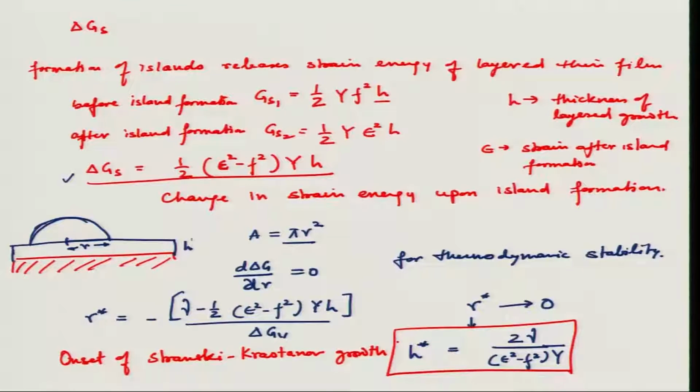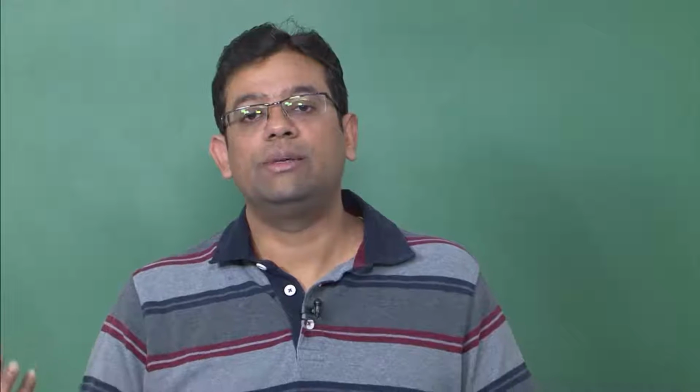Either way you want to say, if your film thickness, layer thickness goes above H star, this critical thickness, then the release of energy is more preferable to form these islands. So, this is the critical thickness for the onset of Stranski-Krastanov growth, which is layered and then islands. This is many times utilized in epitaxial growth where you want to form quantum dots.